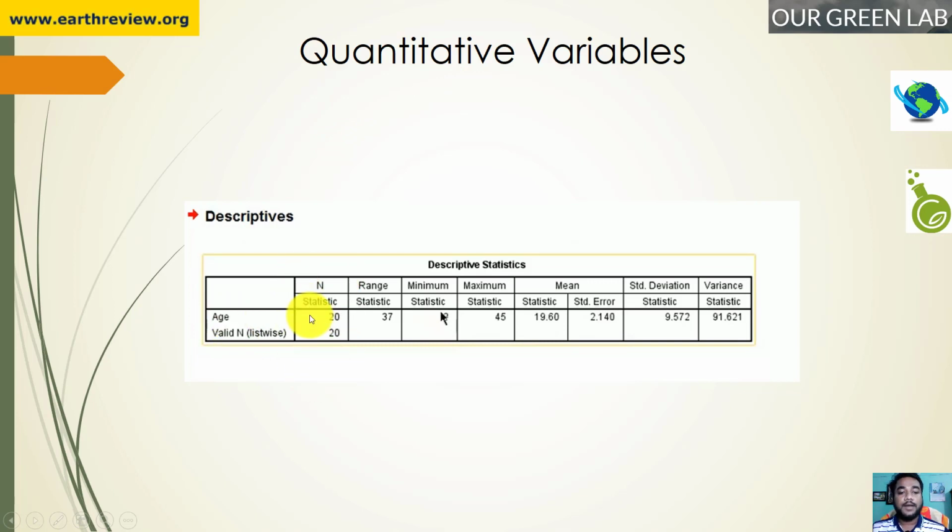The number is 20, then range 37, then the minimum value here, and the maximum value for age is 45. You will also get mean statistics, then standard error. The standard error of this variable is 2.140. The standard deviation of this variable is 9.572, and the variance of this variable is 91.621.